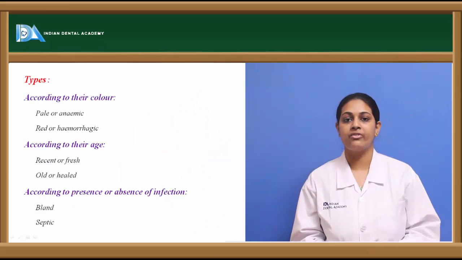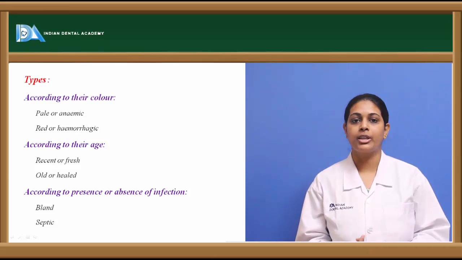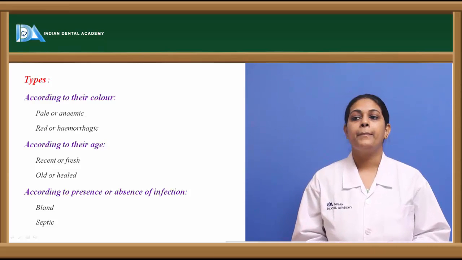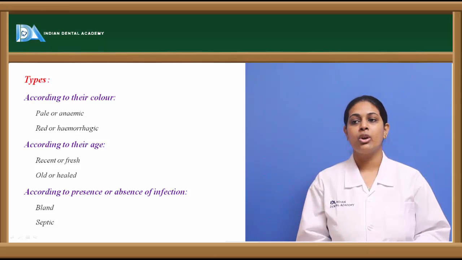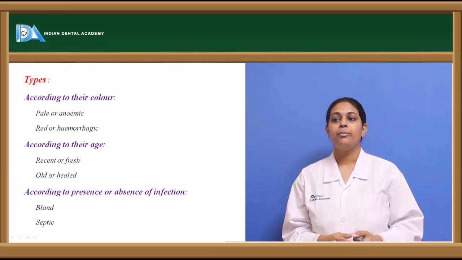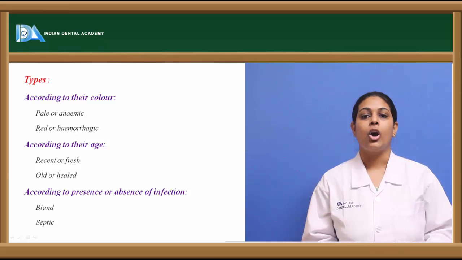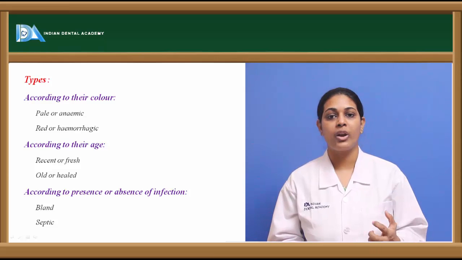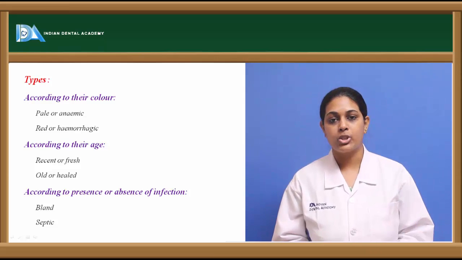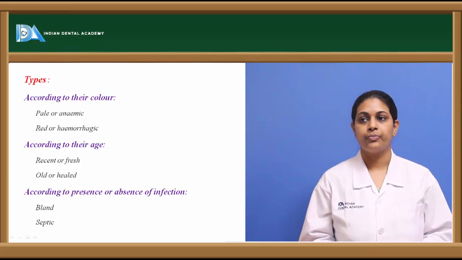Coming to the types of infarction, usually based on the color, they might be classified into pale or anemic type, or red or hemorrhagic type. And according to their age, they can be classified into recent or fresh, old or healed ones. And based on the presence or absence of infection, they can be classified into bland or septic type.